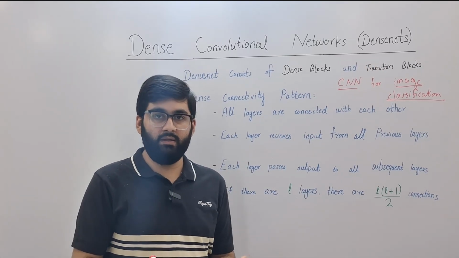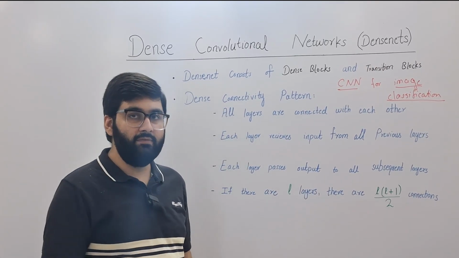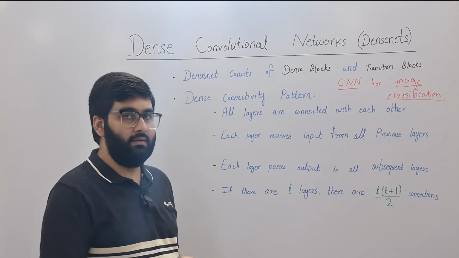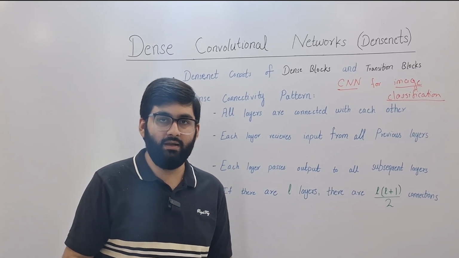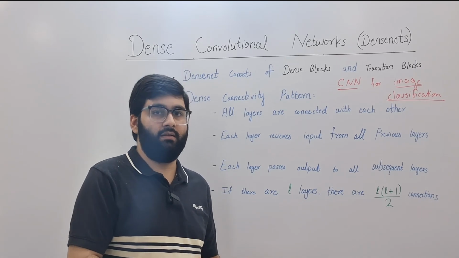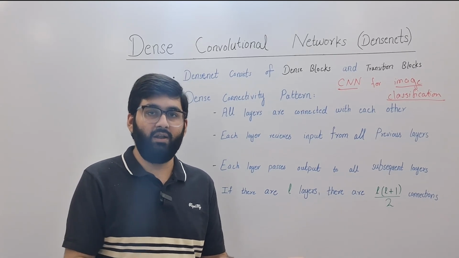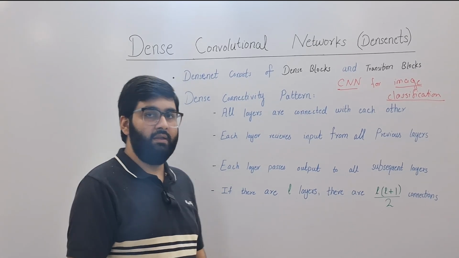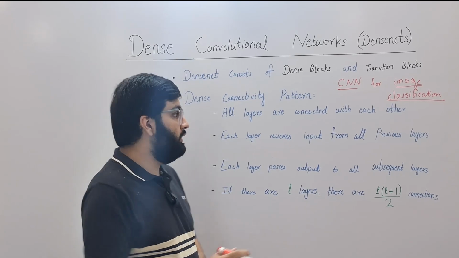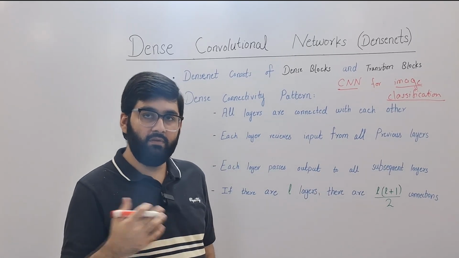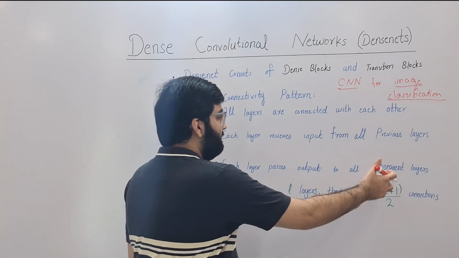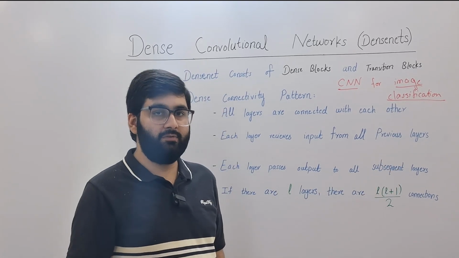The key concept in a DenseNet is the dense connectivity pattern. This pattern means that each layer in the network is connected to every other layer. That is, all the layers are connected to each other. Each layer receives its input from all the previous layers, and each layer passes its output to all the subsequent layers, to all the next layers.